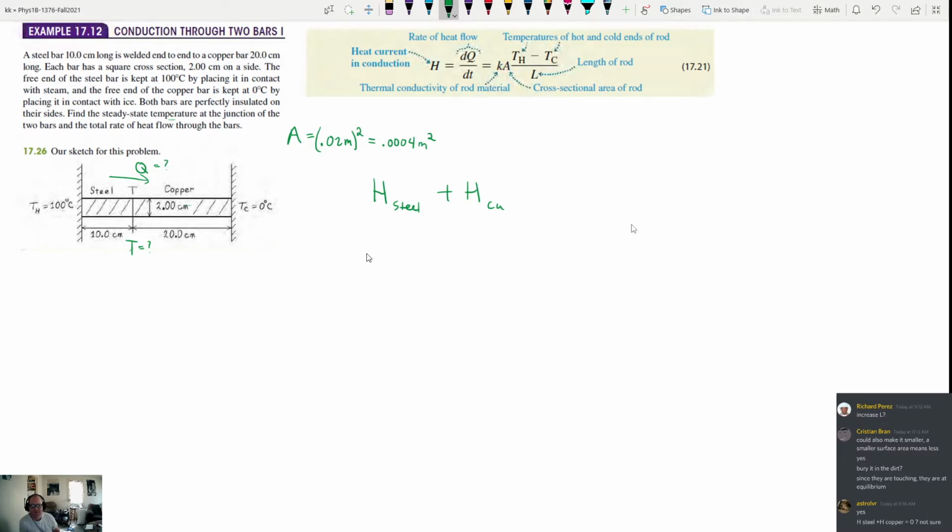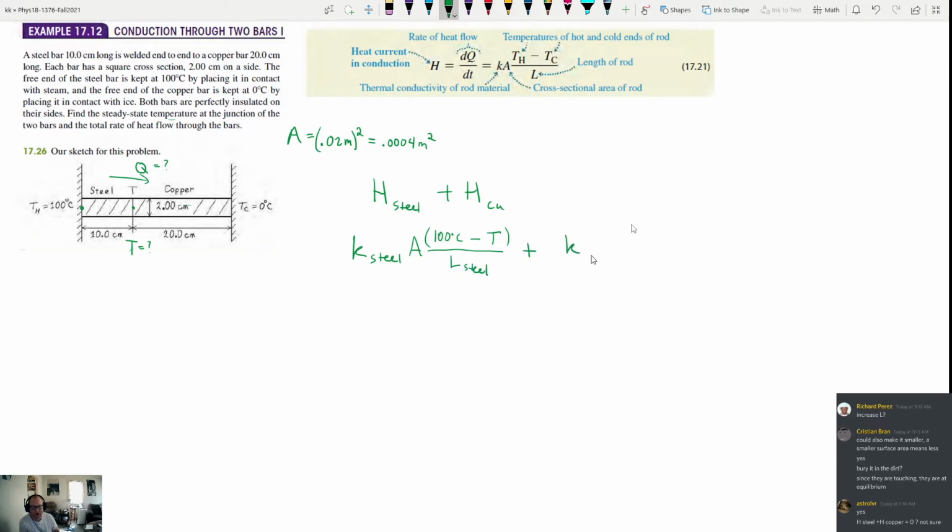All right, so H from the steel. We're going to have K steel times the area times TH minus TC. For the steel, the hot point is here, and the cold point is right here. The hot side is going to be 100. I'm just going to put numbers in because I think it's a lot easier. Minus, the cold side is going to be the common temperature T in the middle, and then we need to divide that by the length of the steel.